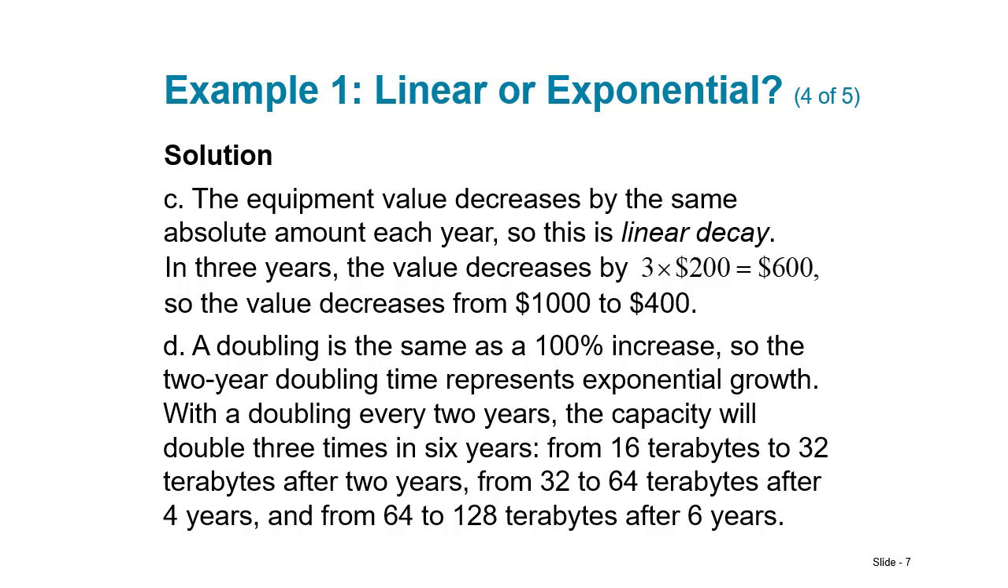Doubling is the same as 100% increase. Remember, I told you that as a hint. So if it doubles 3 times in 6 years, from 16 to 32 terabytes after 2 years, from 32 to 64 after 4 years, and from 64 to 128 after 6 years. So there's your 3 doublings.